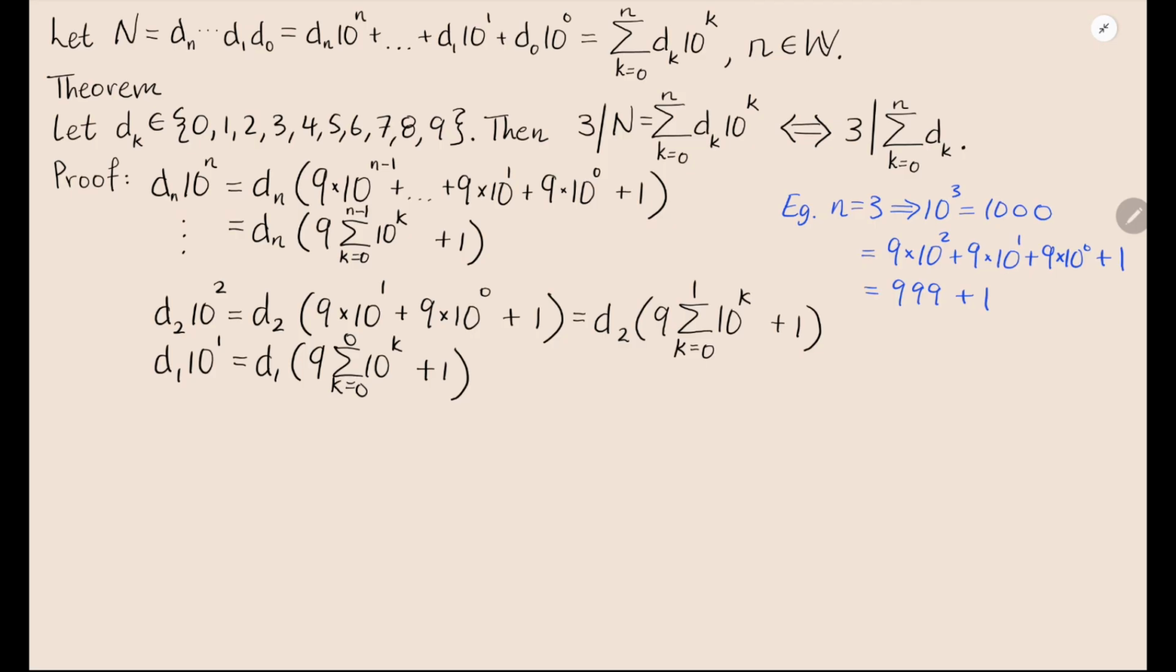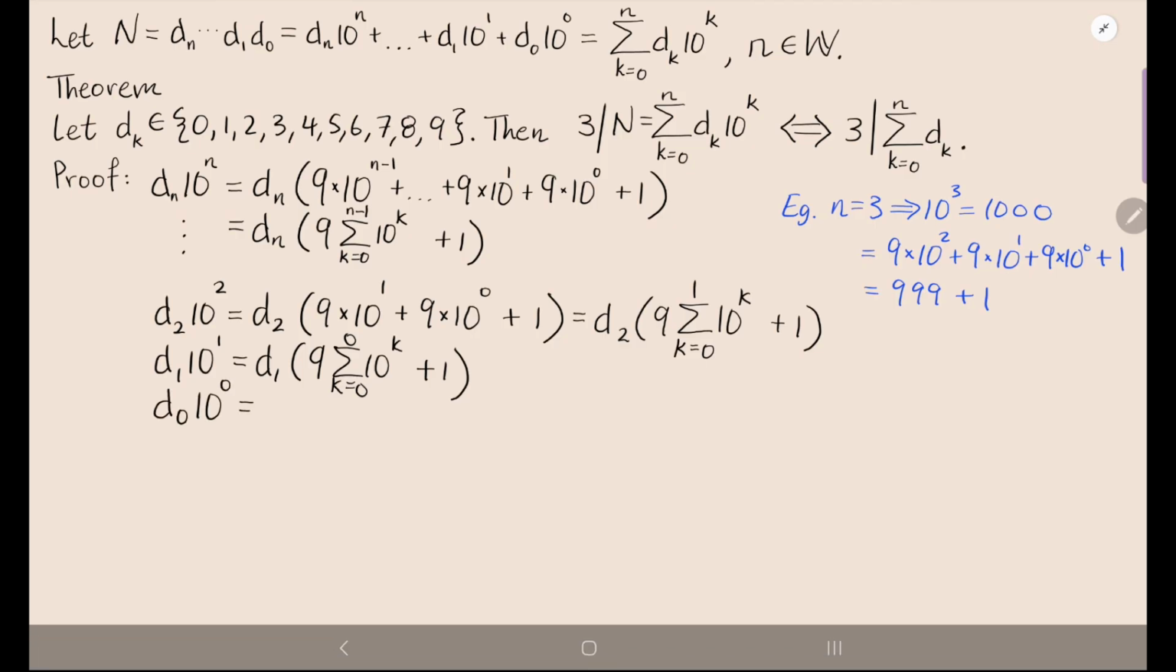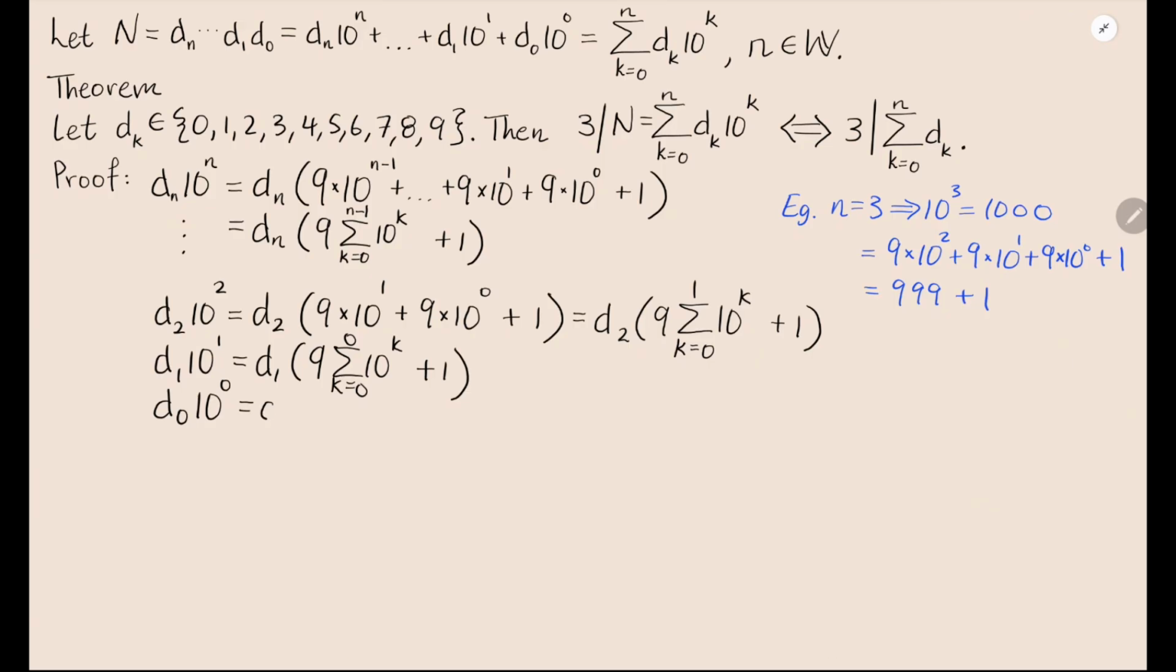Finally, we have d0, 10 to the power of 0, and this is equal to d naught. And yeah, we cannot use a sum for this one. I mean, I guess I can, but that would be k equals 0 to 0 minus 1, which is negative 1, and then if you use some sigma rules where the top index is smaller, it will be 0, but let me just leave it as d naught, like that. Okay, so we have all of these on the left-hand side.